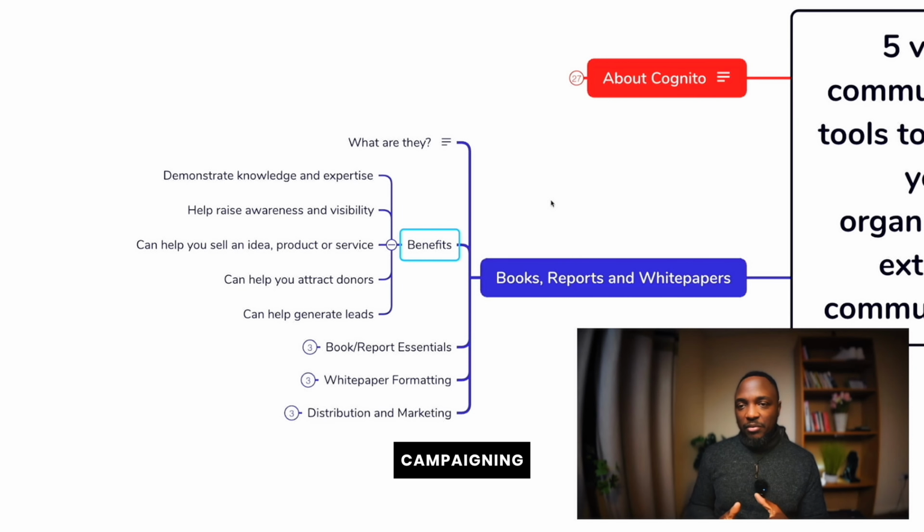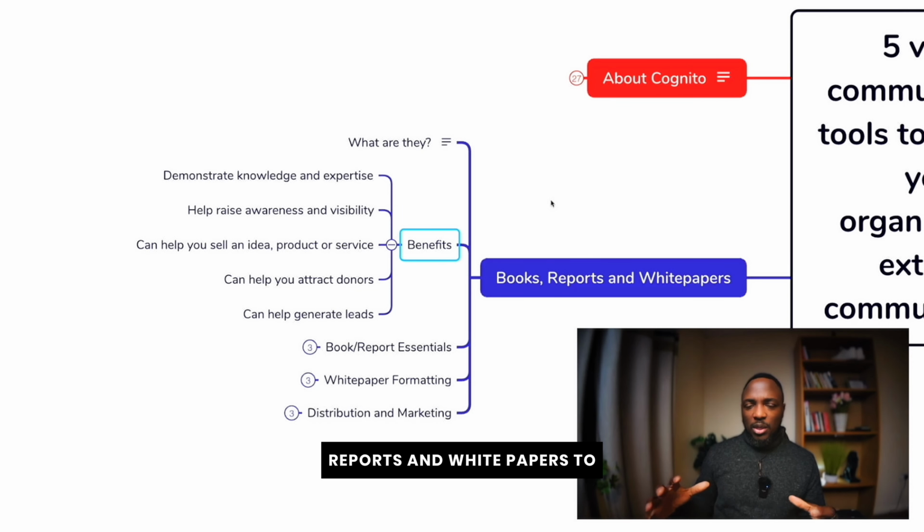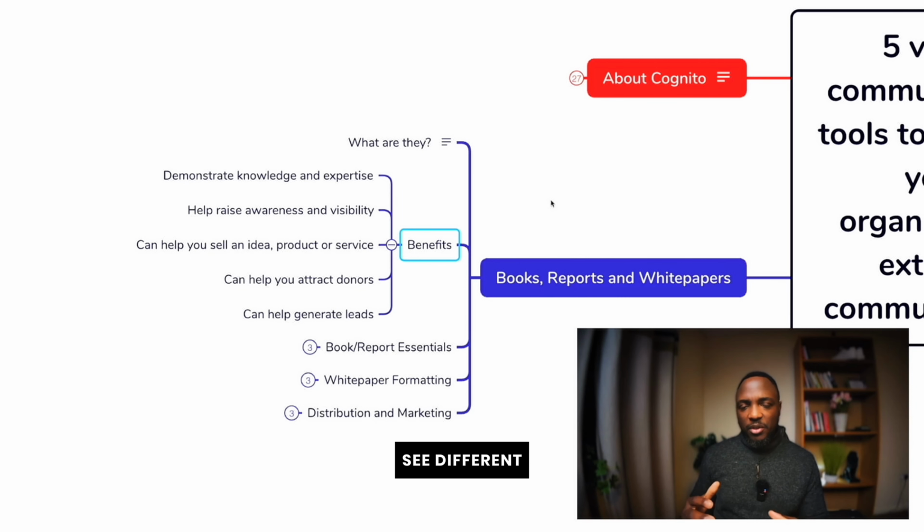So if you are campaigning for something, maybe you have a particular lean on campaigning for gender equality or against gender-based violence, you have a particular philosophy or approach, you can use books, reports, and white papers to take people in depth into that approach and help people to see different ways of doing things.